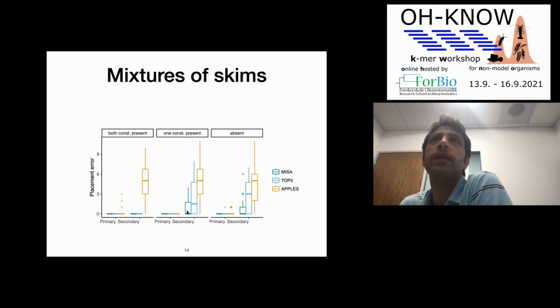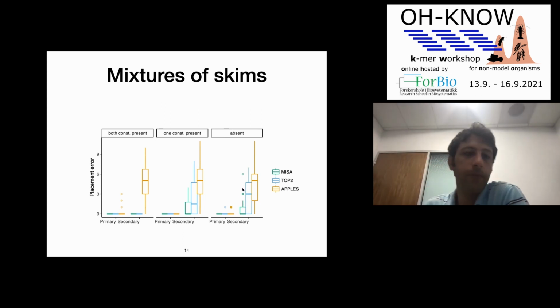MISA finds one of them correctly every time. The second one, most of the time it finds it correctly. Sometimes it's 1, 2, or maybe even 3 edges away. When both are absent, again, it works well in most cases. In some cases it's 1 or 2 edges away. You wouldn't use anything but MISA.